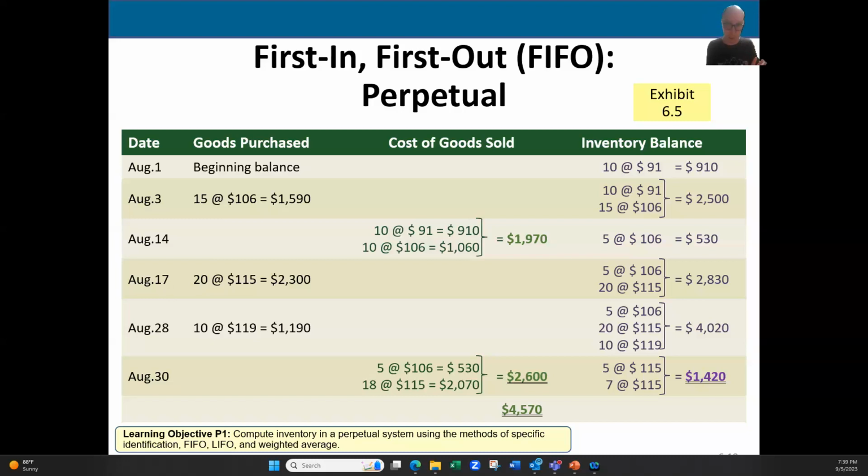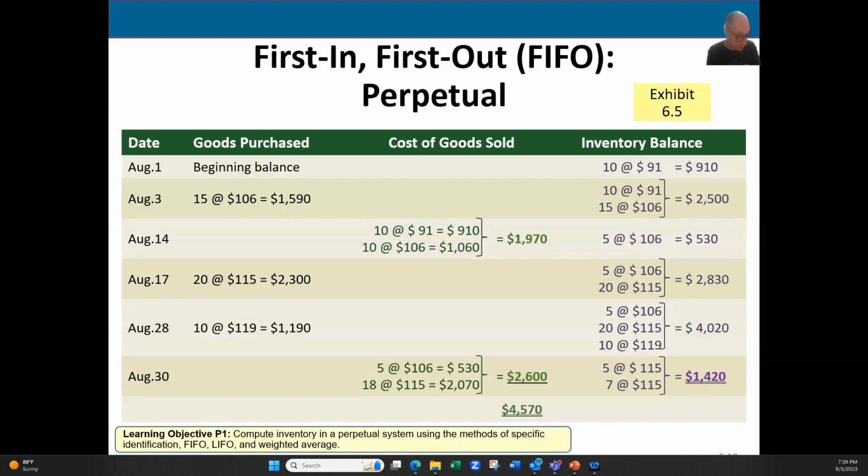August 14th, I sold 20 bicycles. According to the first in, first out method, I sold my beginning balance first. That's what I had available first. 10 units at $91 a piece, that's $910. Sold all 10 of them on August 14th. First in, first to be sold. $910 I sold.